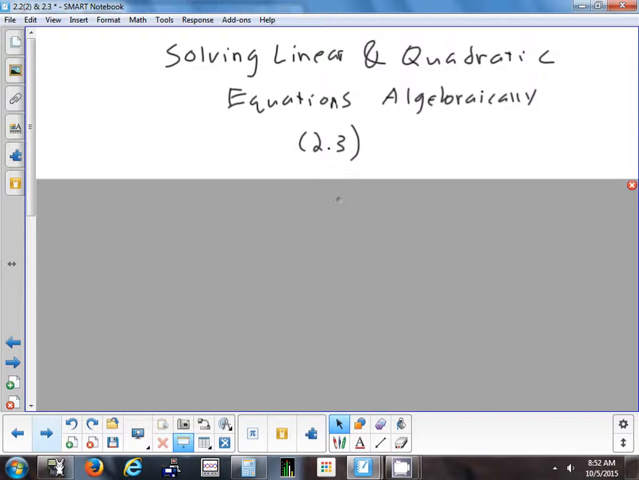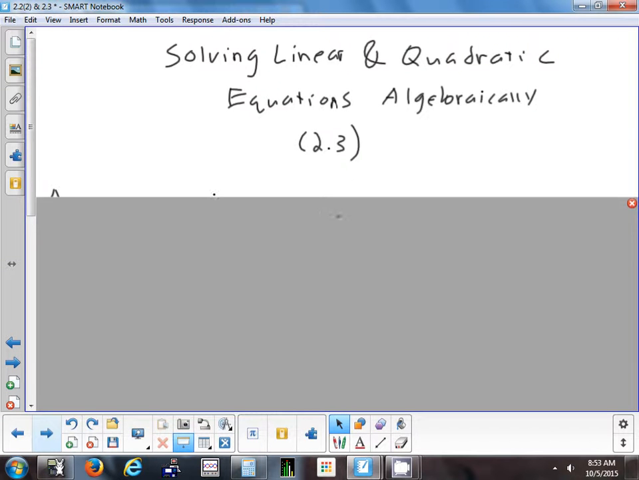All right, so section 2-3, it's a review a little bit on solving linear equations. Okay, kind of like the one we just did in the last section. Okay, that was a linear equation. And then we'll talk a little bit about quadratic equations.